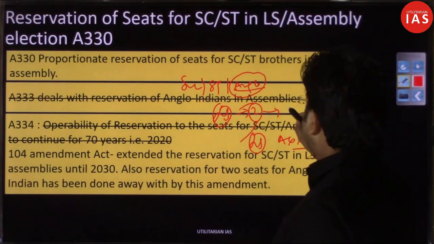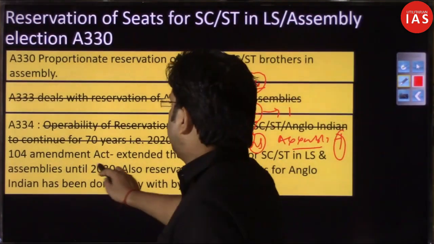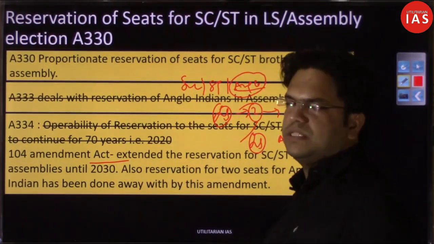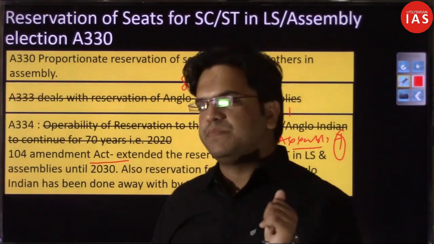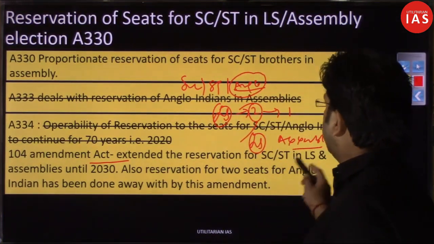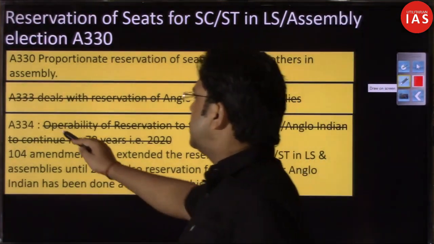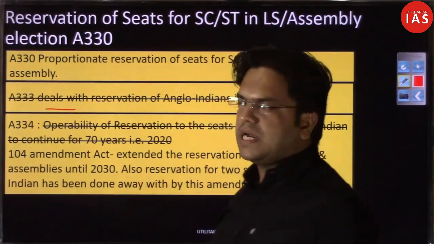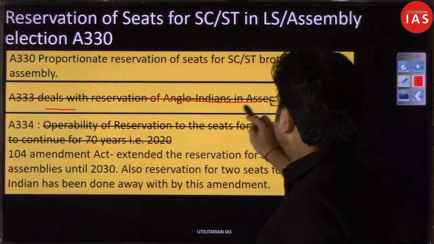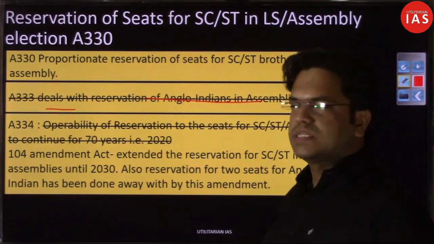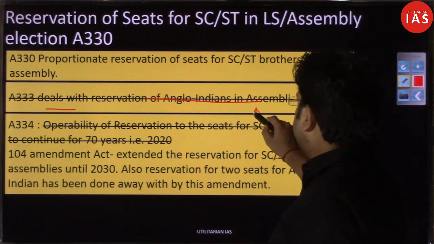But that option has been abolished by the 104th Amendment Act, where this power of the governor and the power of the president at the central level has been done away with. So that was about Anglo-Indians, which has been mentioned in Article 333, and that's why I have put up this strike through, that no longer is this Anglo-Indian concept for assembly nomination applicable.